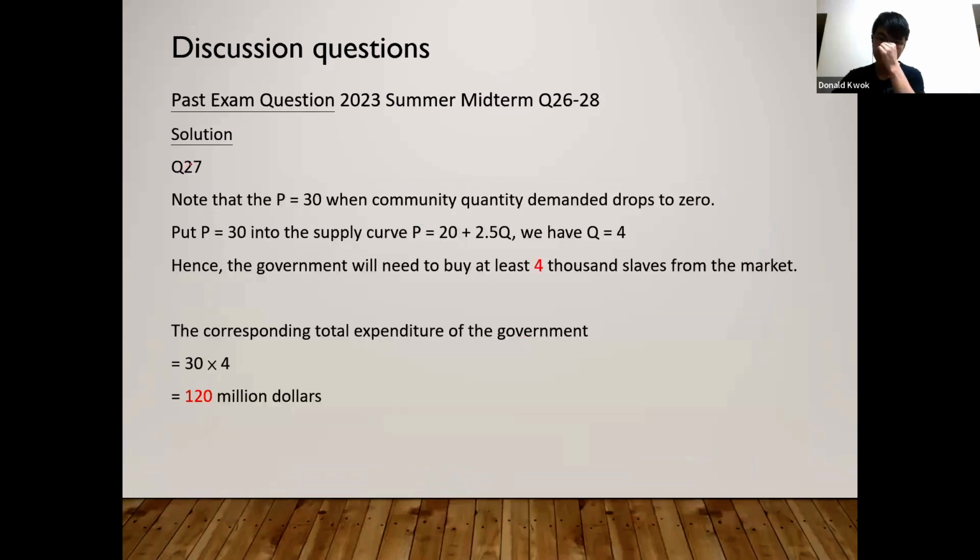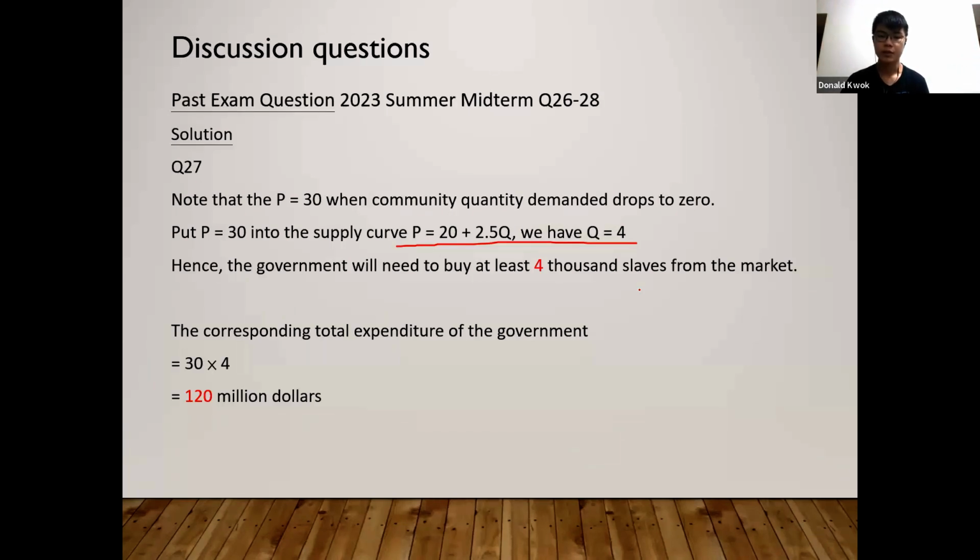So how about the quantity of slaves supplied at the price of 30? We just need to plug the price of 30 back into the supply curve. Then we would have the quantity supplied of slaves, which is 4. This means that the government would need to buy at least 4,000 slaves from the market.